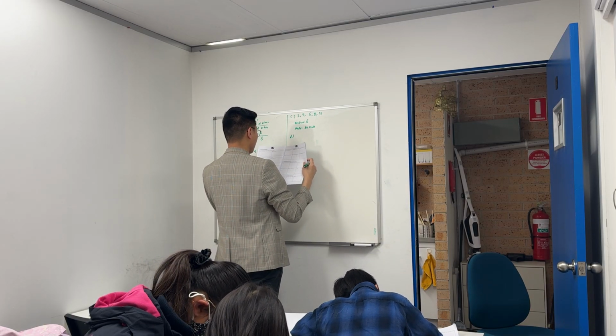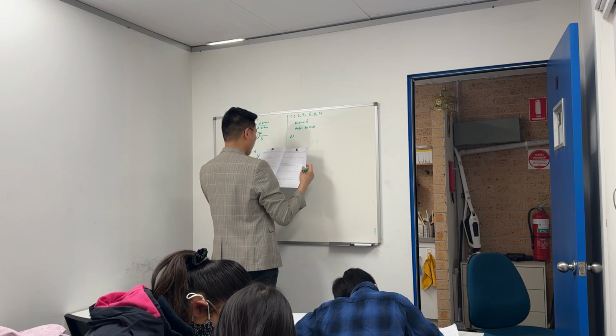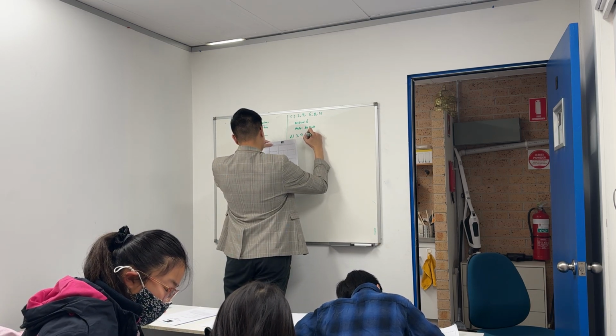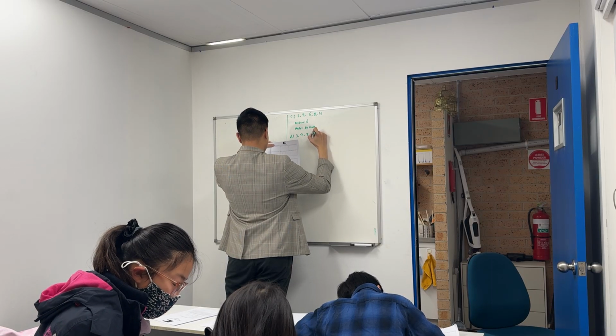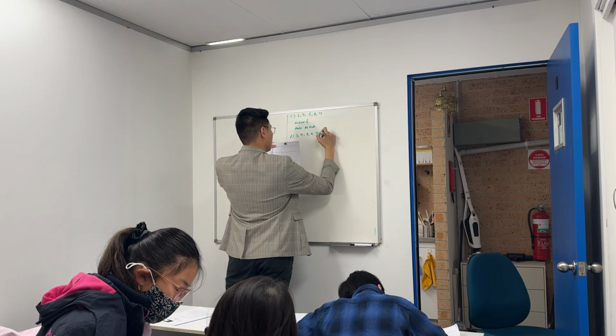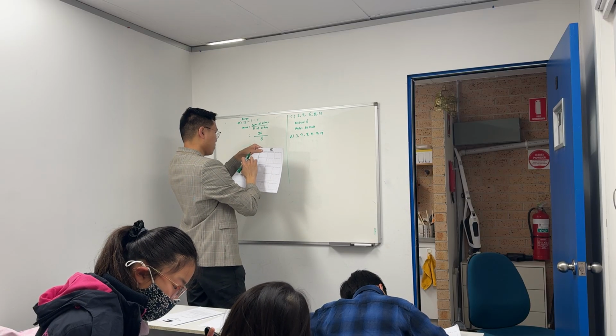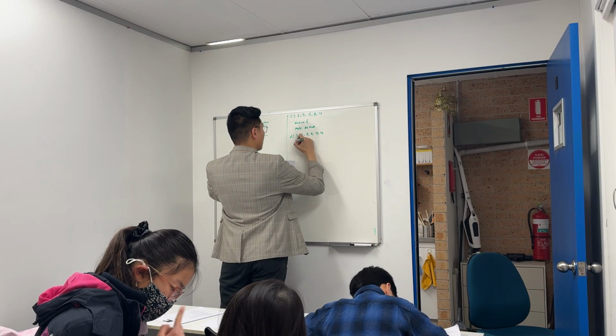So same thing. For question D, we rearrange everything in ascending order. So 3, 4, 7, 9, 13, 19. Good. Okay.